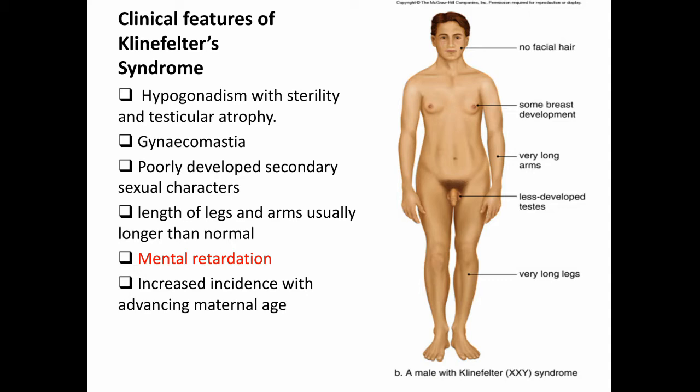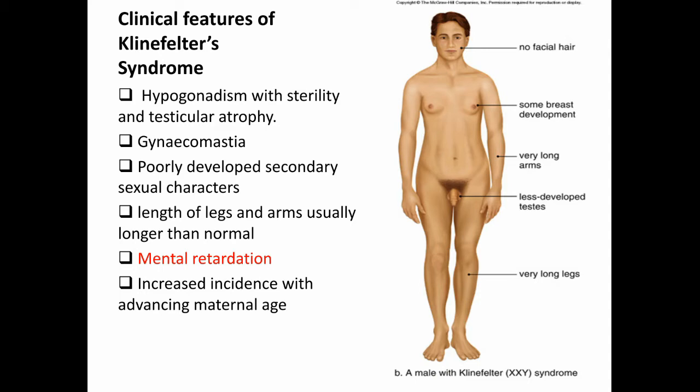Regarding the clinical features, you just imagine what happens if a male person develops female-like features. Hypogonadism is the primary thing, that there will be testicular atrophy, that means decrease in size of the testes. So naturally there will be decrease in the rate of spermatogenesis and decrease in the testosterone levels. So eventually it leads to sterility. There is enlargement of breast in the male, that leads to gynecomastia.